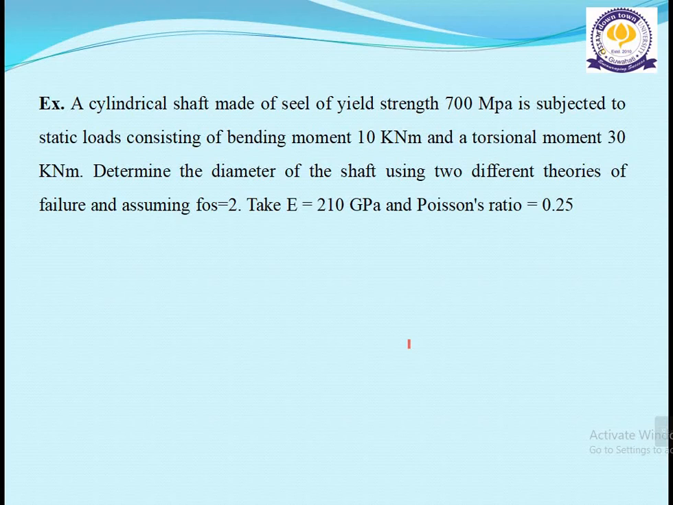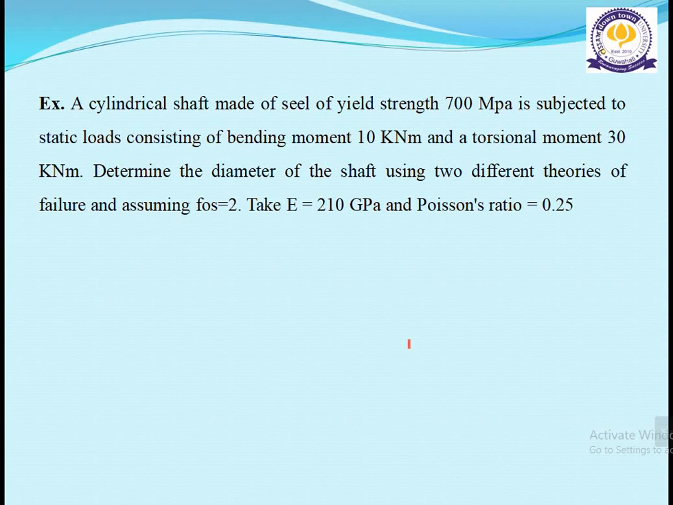The problem is very easy. We have all the formulas given. We need to just put the values against each term, and we need to find out the diameter. The factor of safety is given as 2, and capital E is the modulus of elasticity, or Young's modulus. It is given as 210 gigapascal, and again we need to convert this gigapascal into Newton per mm square.